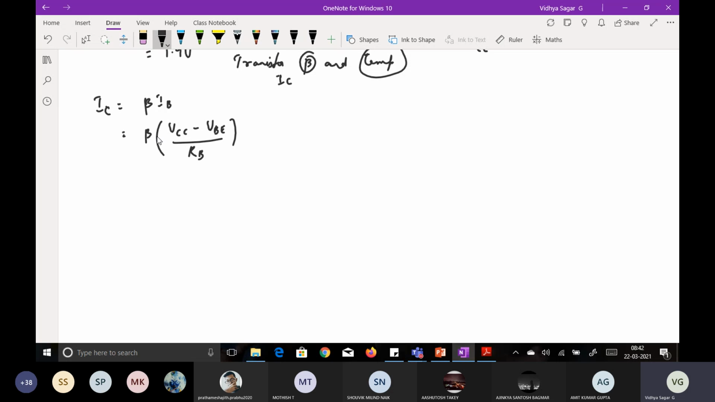Fine. So here you could see that beta is not getting cancelled. If beta were cancelled, I could directly say that IC is independent of beta. But here IC depends upon beta, and similarly on temperature. If temperature increases, I don't have any equation for temperature. So this fixed bias circuit is not a reliable circuit for amplification. Clear? So for that purpose, we go to another kind of biasing called emitter bias, or I call it self bias.